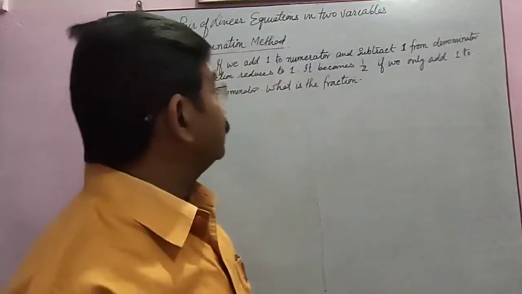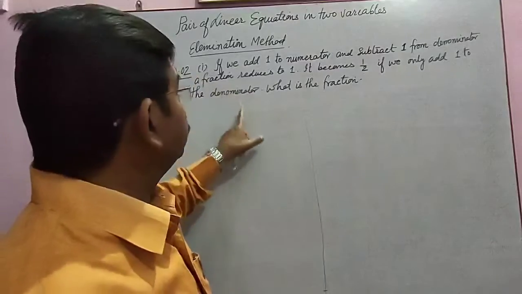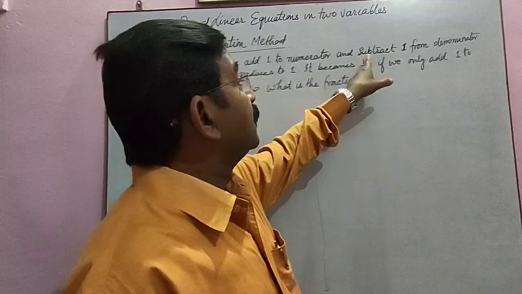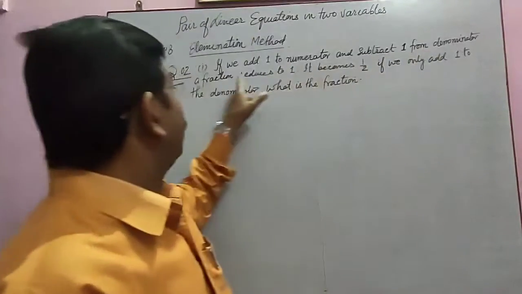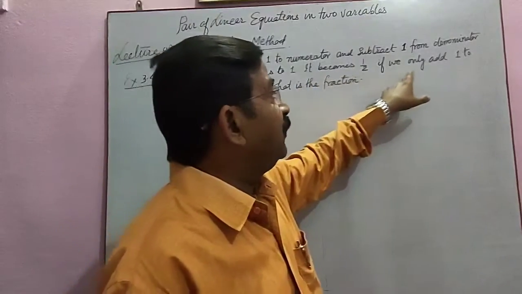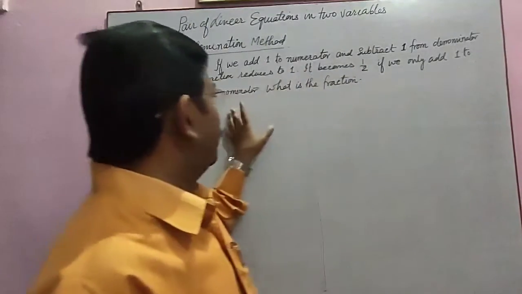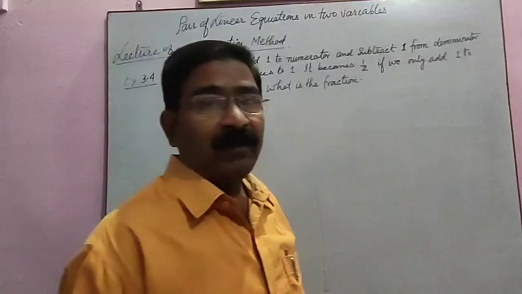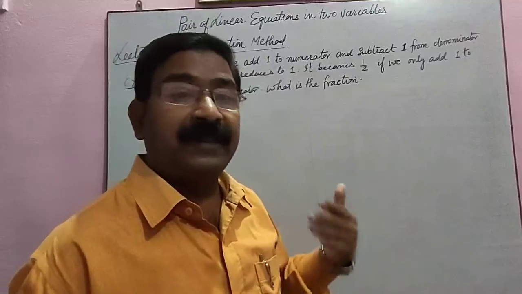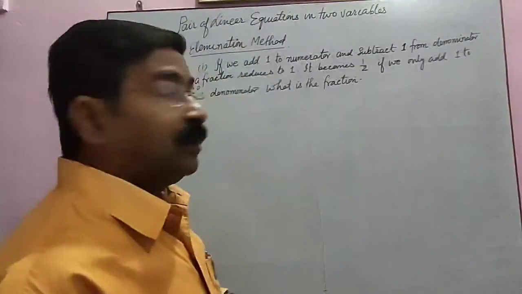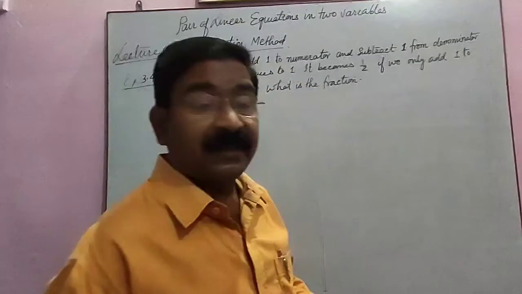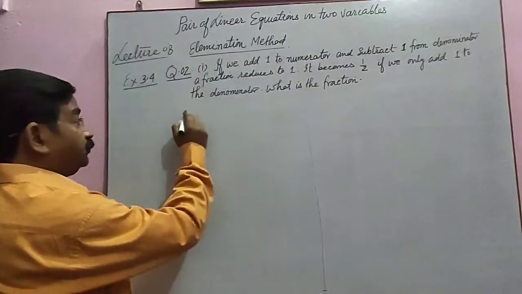I am reading the first part of question number 2. Given: if we add 1 to the numerator and subtract 1 from the denominator, a fraction reduces to 1. It becomes half if we only add 1 to the denominator. What is the fraction? Very clear question, and we have solved this kind of question in the previous exercise. So directly we can assume the fraction with two variables, x and y, like this.